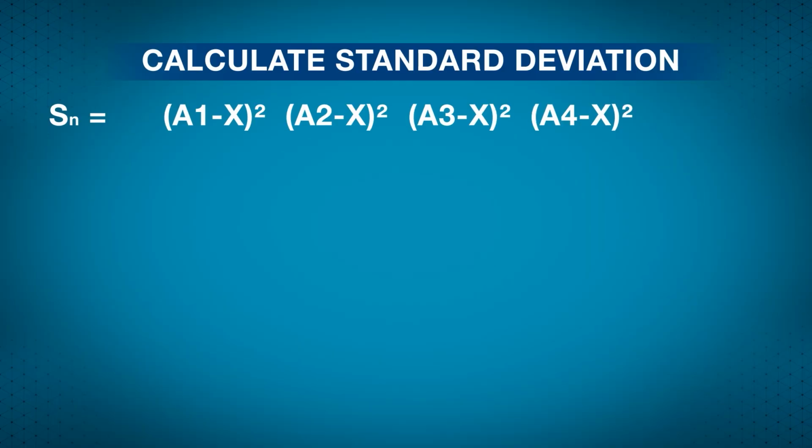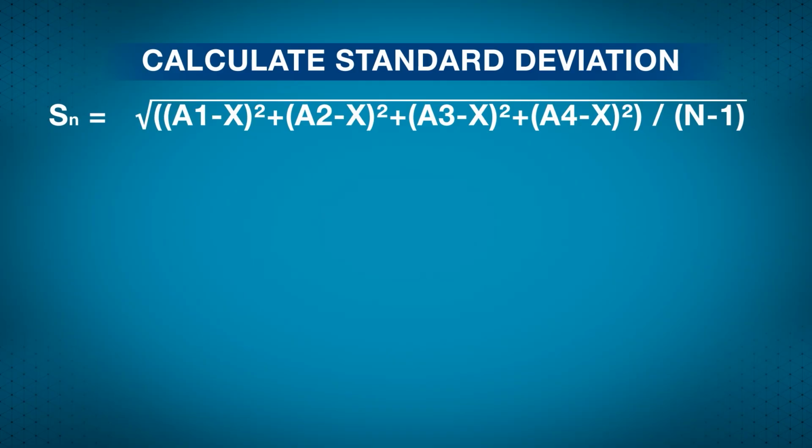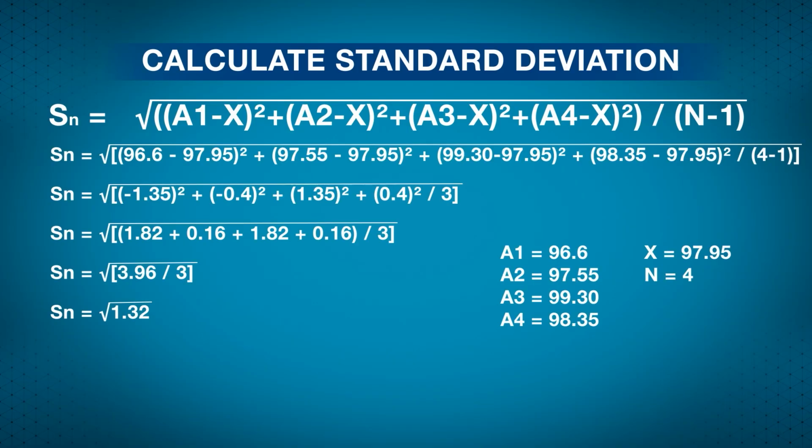Square each result. Add up all the squared values. Then divide the total by 1 less than the number of samples. Finally, take the square root of this number to find the standard deviation. In our example, the standard deviation is 1.15. For convenience, many calculators and computer programs like Microsoft Excel have built-in functions to compute averages and standard deviations automatically.